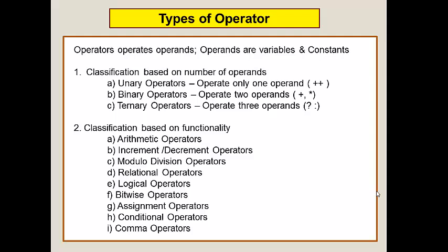For example, x plus 5. x is a variable, 5 is a constant, and plus is an operator. The operators are classified based on the number of operands. Number of operands means the number of variables or constants.